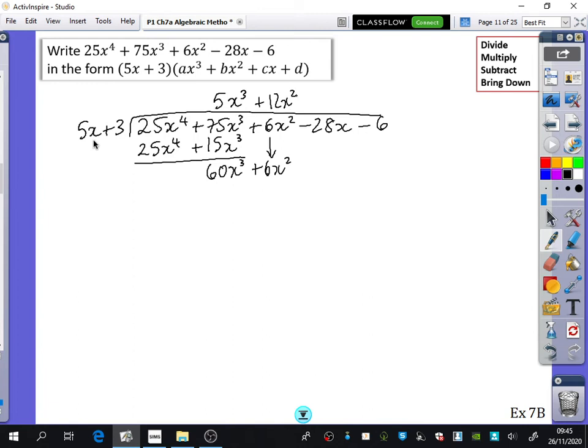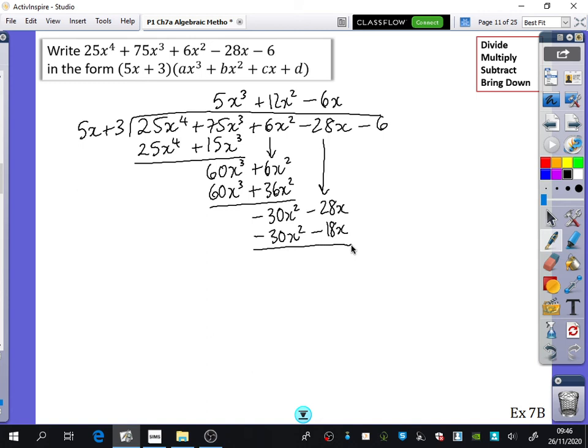When I multiply the 12x squared by the 5x plus 3, I get 60x cubed plus 36x squared. When we subtract, what do you get, Abu Bakr? You get minus 30x squared, and I'll pull down the minus 28x. So I'll divide. Anyone tell me what the division bit's going to be at the top? Minus 6, because I'm doing minus 30 divided by 5x, so it's going to be minus 6x. Good. I'll multiply, so I get minus 30x squared minus 18x.